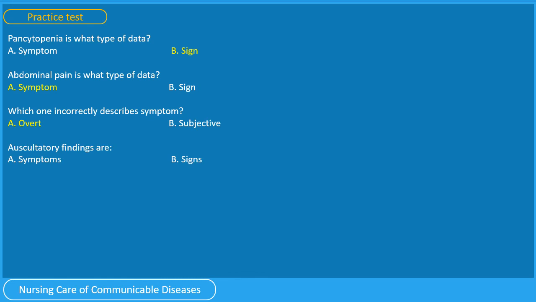Auscultatory findings are A, symptoms, B, signs. You have 5 seconds. The answer here is B. Remember, auscultatory findings or your physical examination findings are considered as signs.